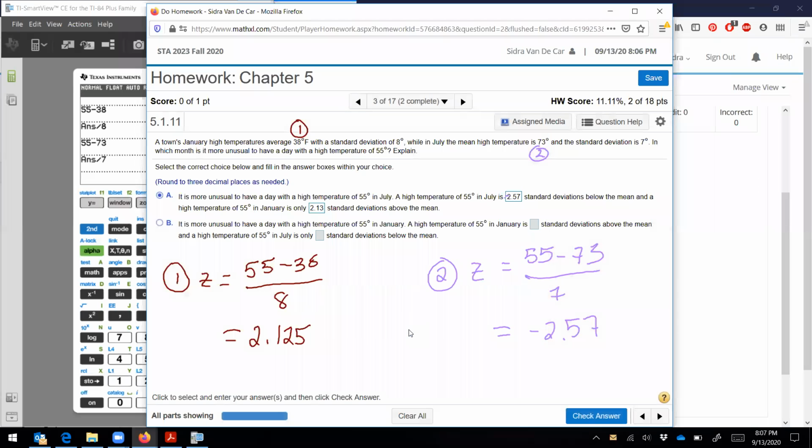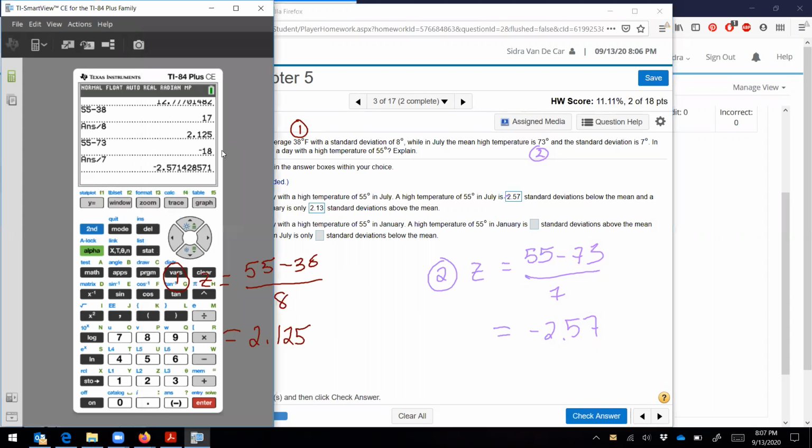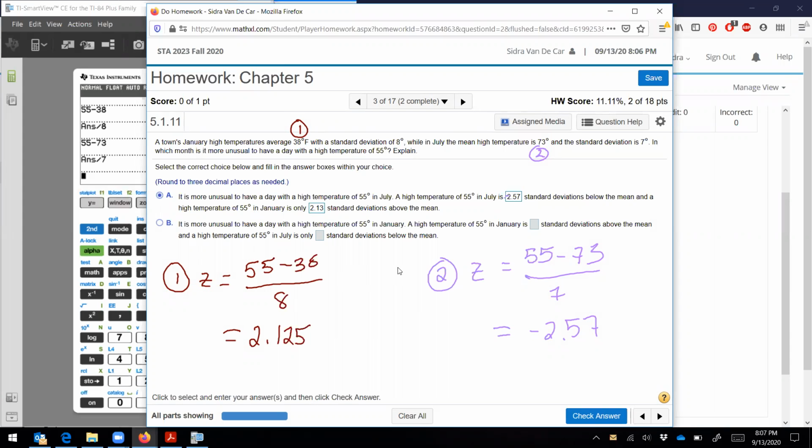Let's see what we did. Is that right? 55 minus 38 and divided by 8. That should be right. 55 minus 7.3. What's that? It says round to 3 decimal places. Oh, thank you for catching that. I didn't catch that.